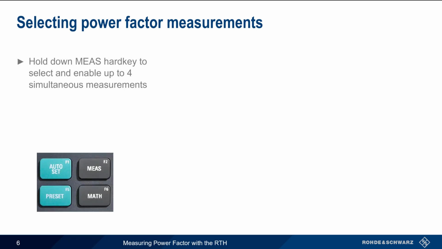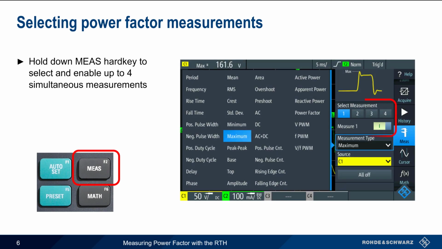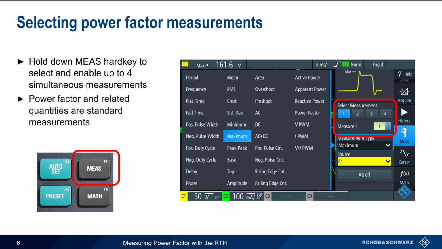On the front panel, hold down the Measure key to bring up the measurement dialog. Here, up to 4 simultaneous measurements can be configured, including power factor and other power-related measurements. Recall that all of these are standard measurements on the RTH.